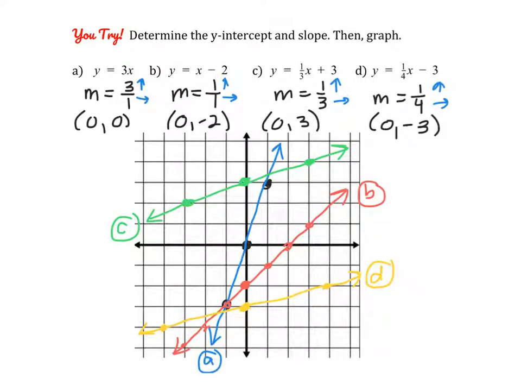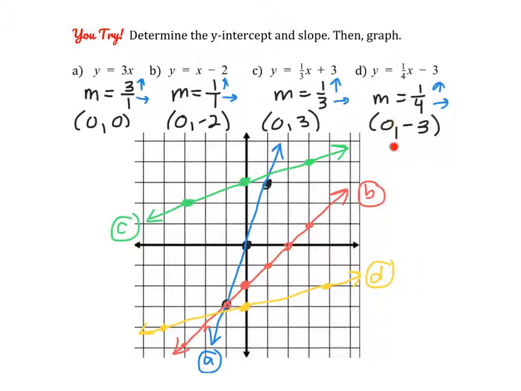Okay, let's go ahead and check our answers here. So for part A, you can see our graph is here in blue. The y-intercept is (0, 0), and the slope is 3/1, up 3, right 1. For part B, our y-intercept is (0, -2), and our slope is 1/1, so up 1, right 1. For part C, our y-intercept is at (0, 3), and our slope is 1/3. So we have up 1, right 3, or down 1, left 3.